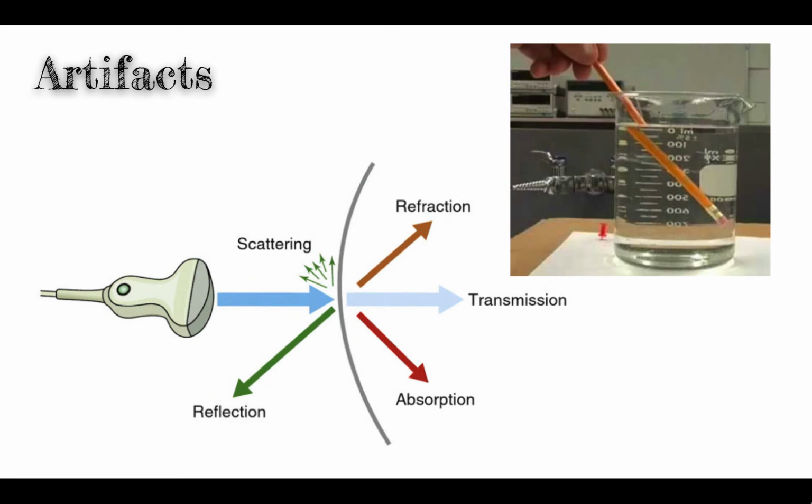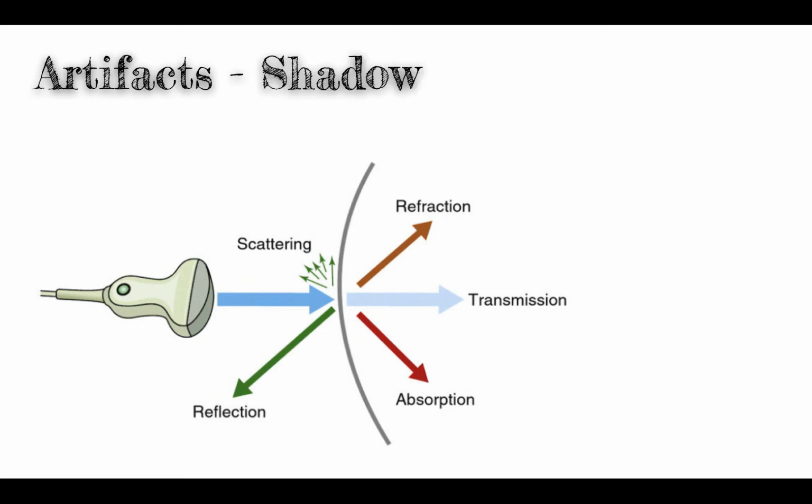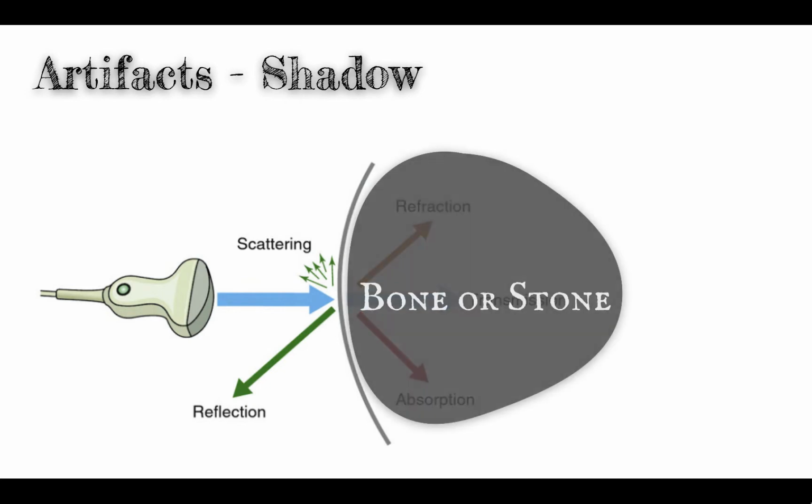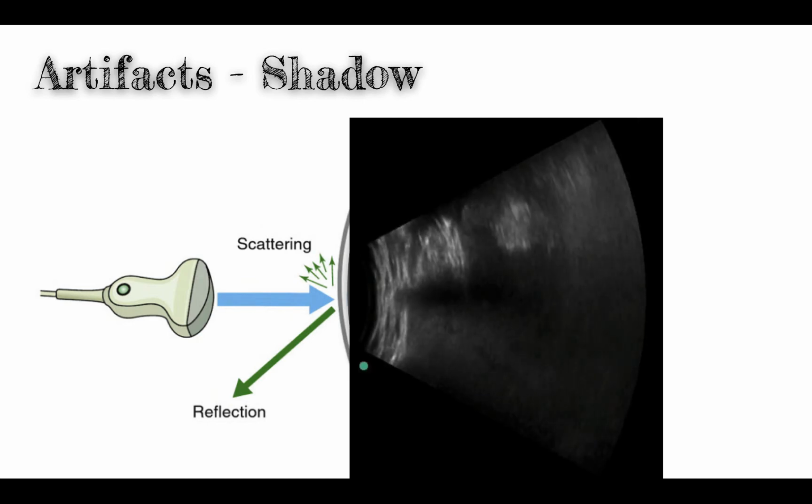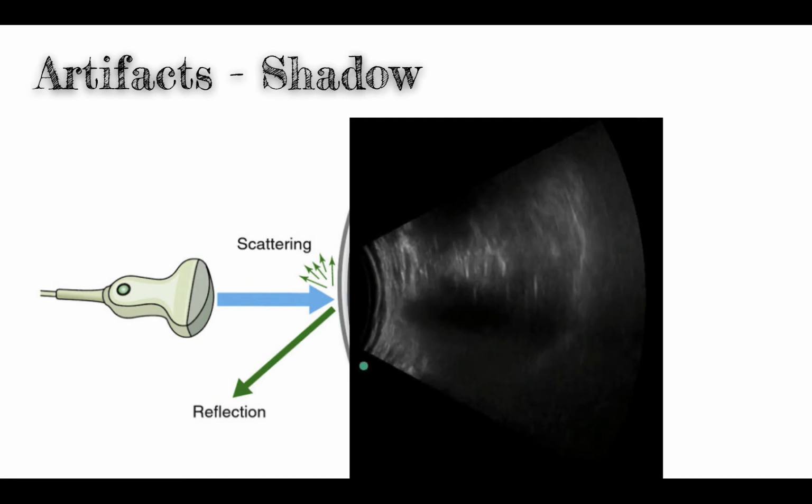Understanding how these form, however, allows us to properly interpret what is going on in the body based on the image we see. For example, when sound hits a stone or a bone, it will no longer be transmitted, and this will cause a shadow artifact. This is what happens when a rib gets in the way of your fast view, and you need to know how to get around it by moving your probe.